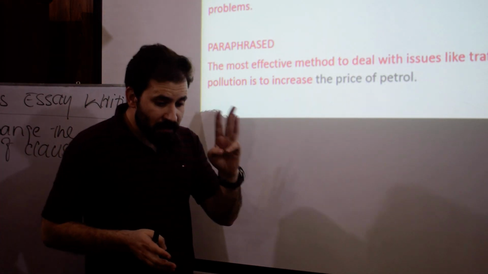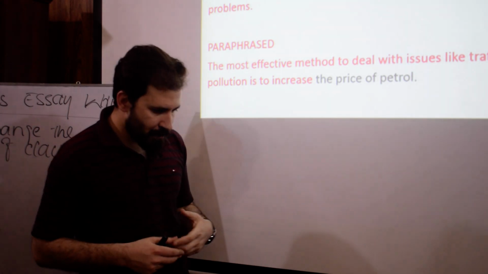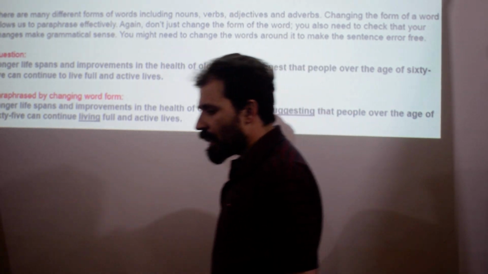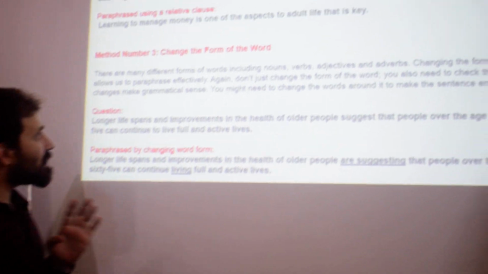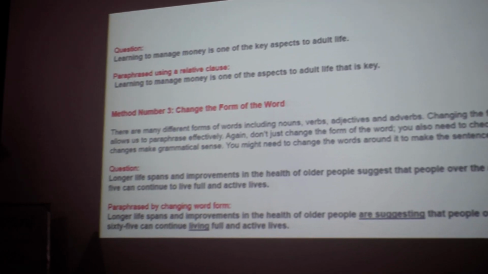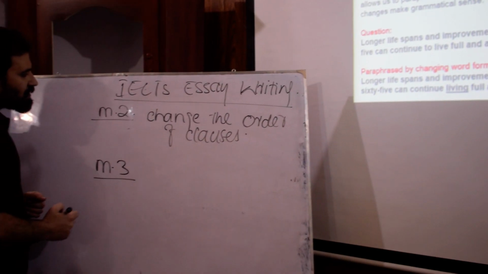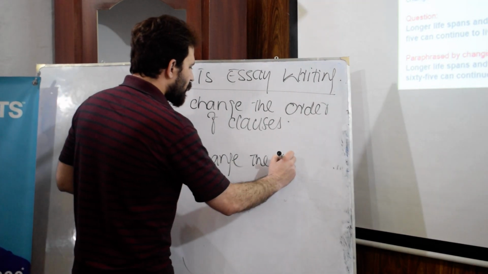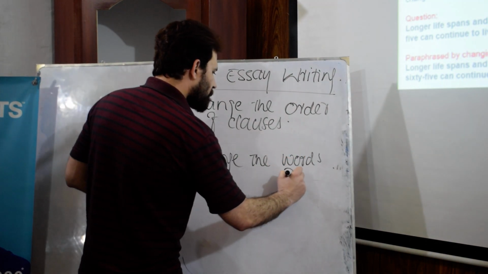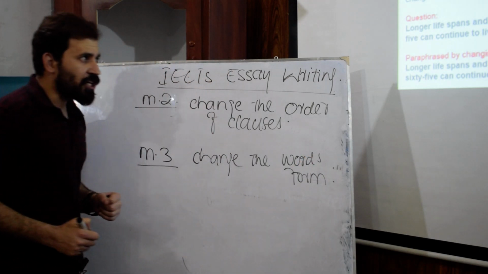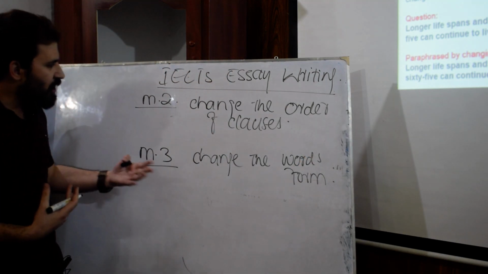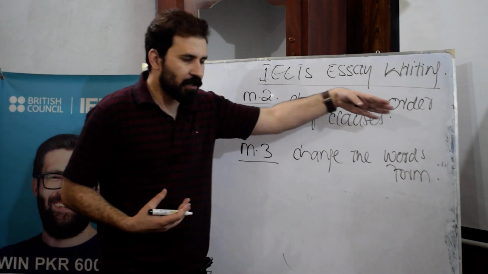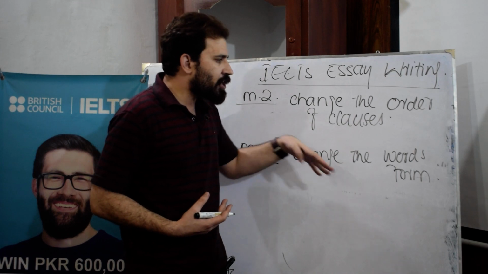These are the two. The third method that is very important for us, the third method you can use in a paraphrasing paragraph. What is that third method? Let me write down method number 3. And method number 3 is: change the word form. The second method was changing the order, and the third method is changing the word form.